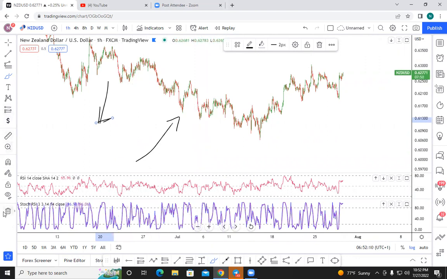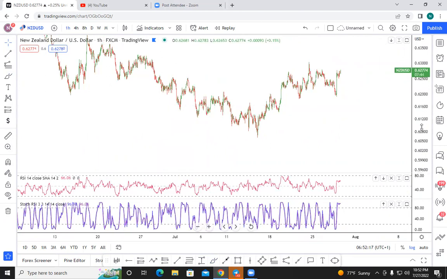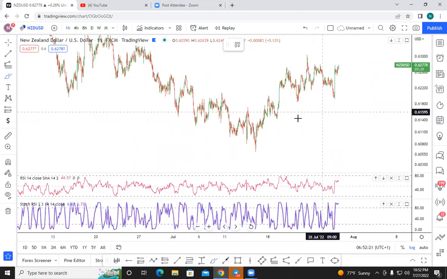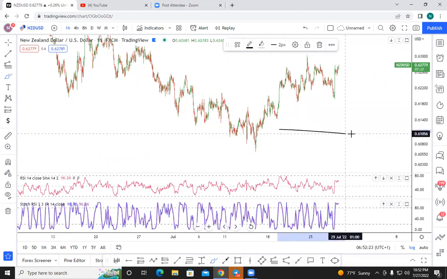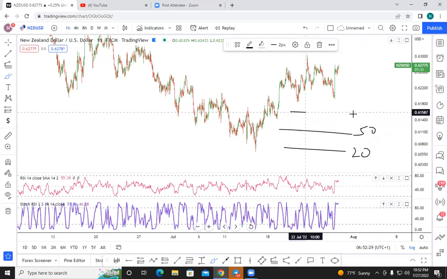Okay, so you have understood this. Now let's go. How do you use it to determine a viable push in the market? Of course, I told you before that I have 3 levels on my RSI. I have level 20, I have level 50, I have level 80.